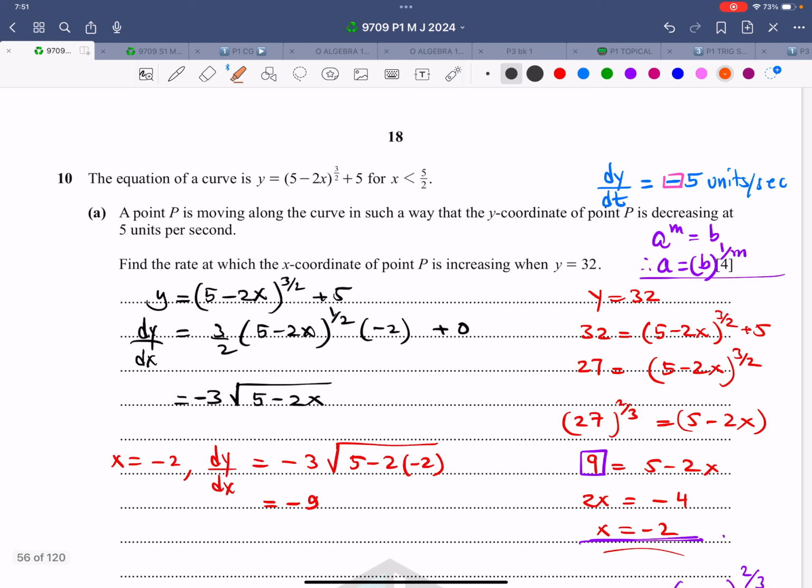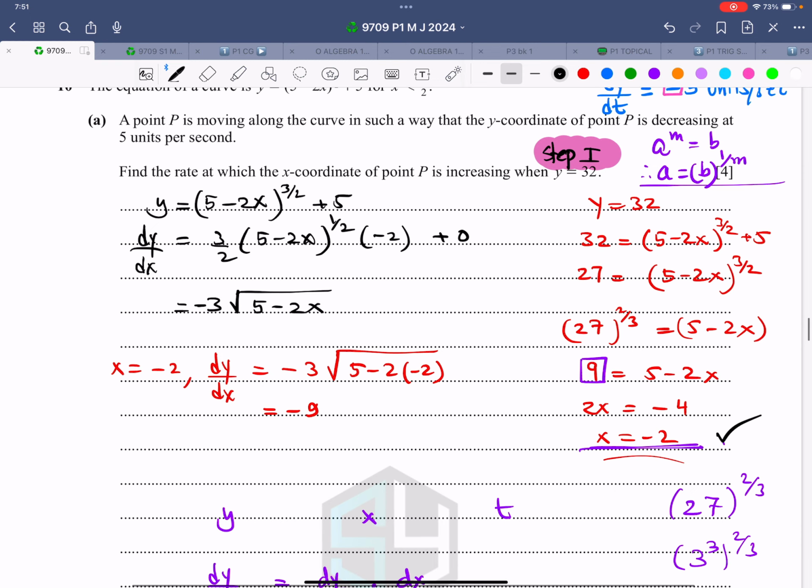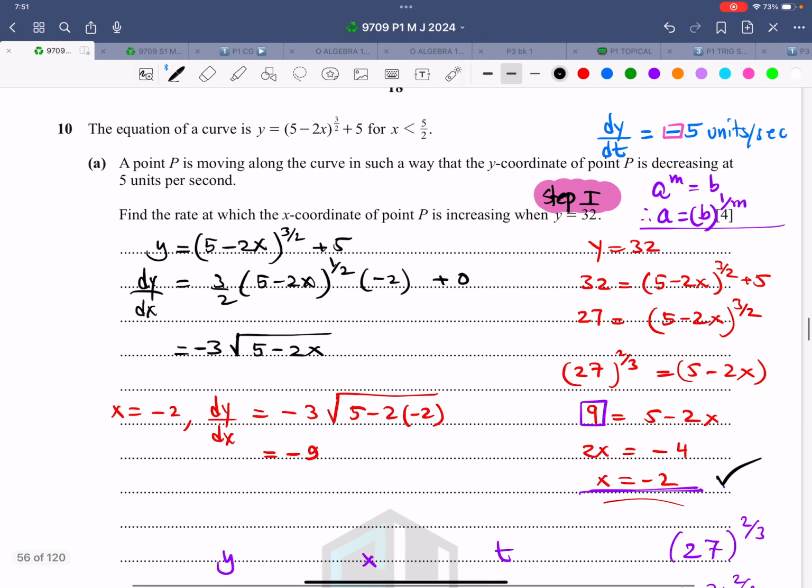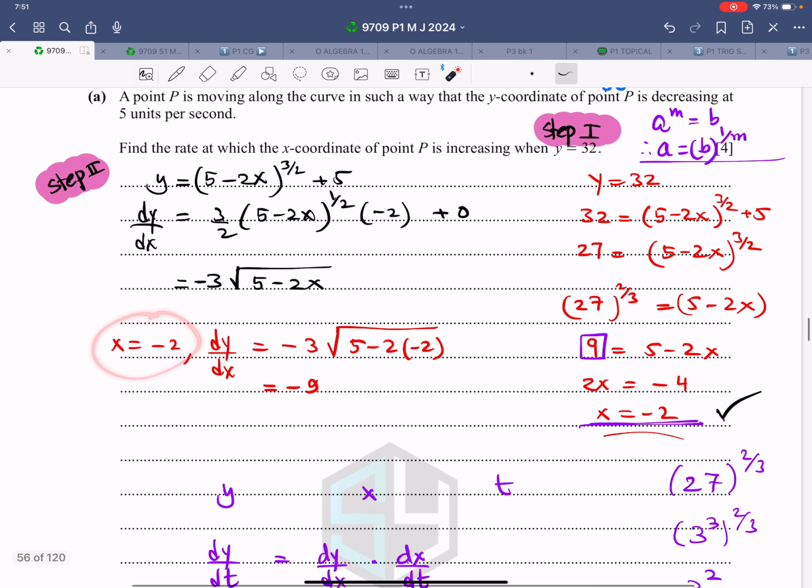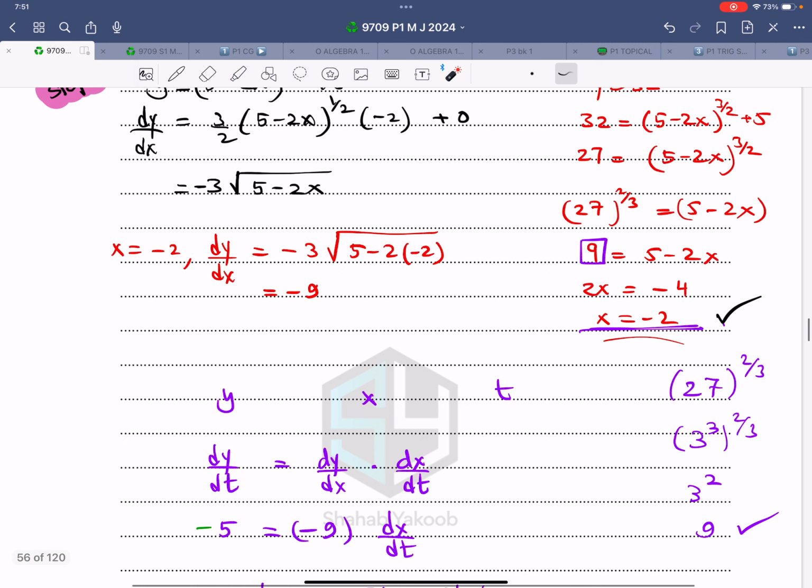So let me write over here somewhere that this is basically step number 1. So step number 1 is finding the x coordinate. Over here, that is step number 2. That is doing differentiation. So y is equals to this, dy by dx is this. When x is 2, dy by dx comes out to be negative 9. That is step number 2.